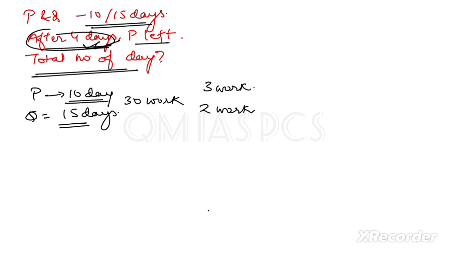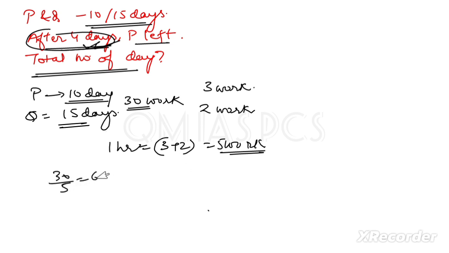Got it? If you are a little hesitant with the fraction portion, you can solve it like this, and it will be easy for you. Now, in 1 day how much work is done? It will be 3 plus 2, that is 5 work, and the complete work is 30. So how many days will it take if P does not leave the group? It will take 30 divided by 5, that is 6 days.